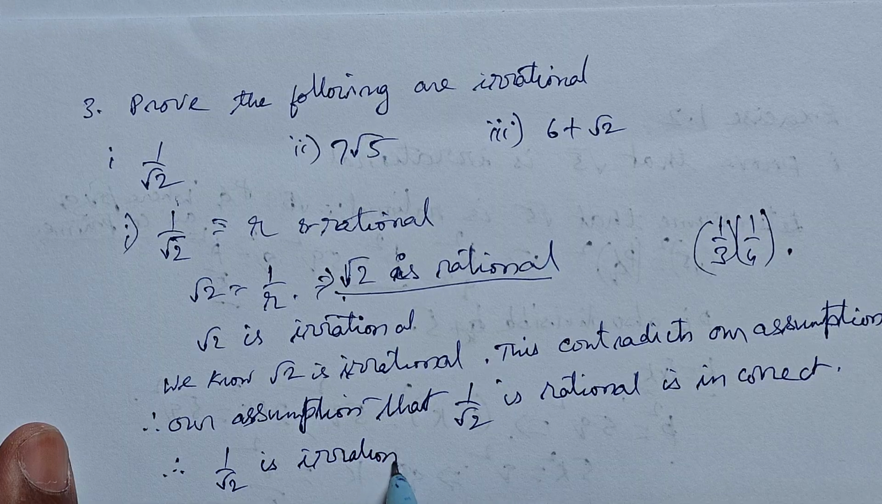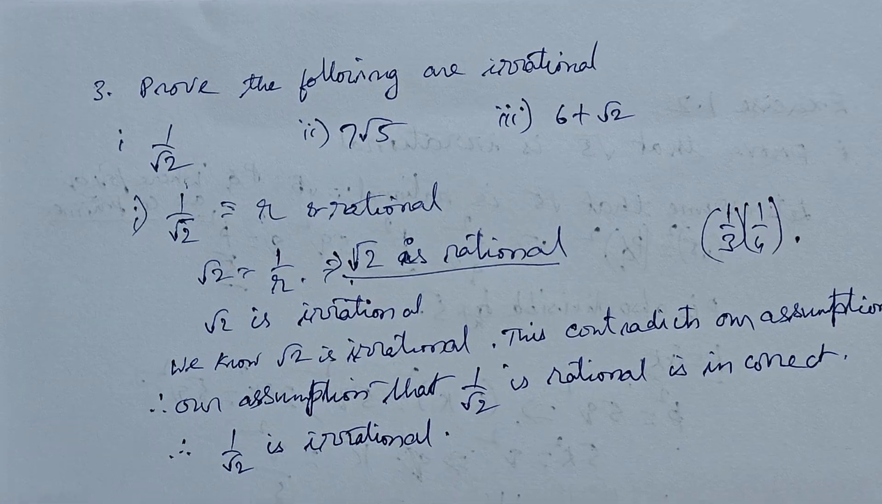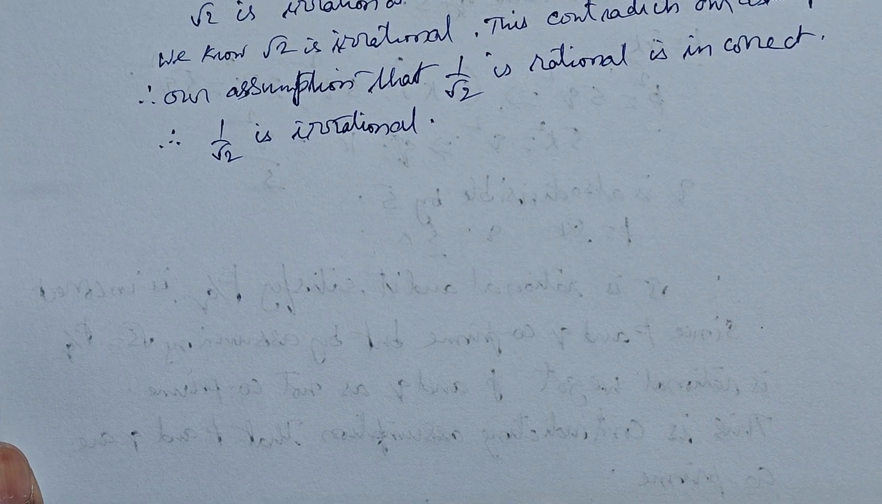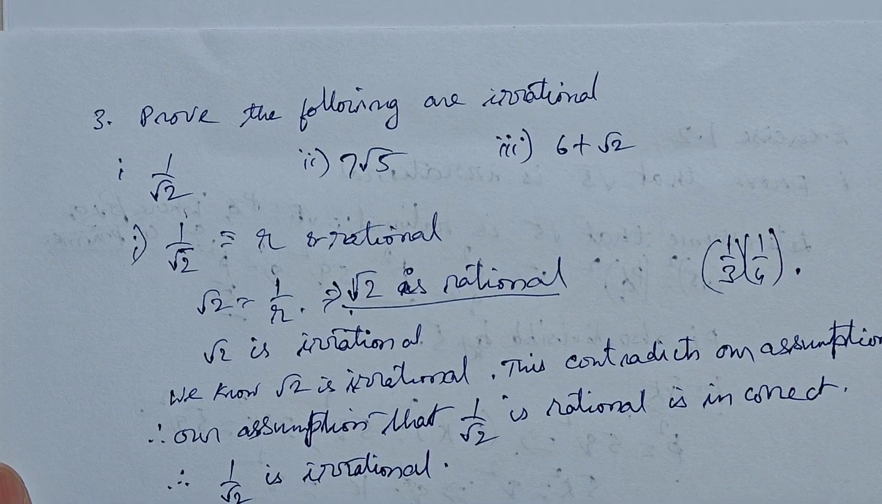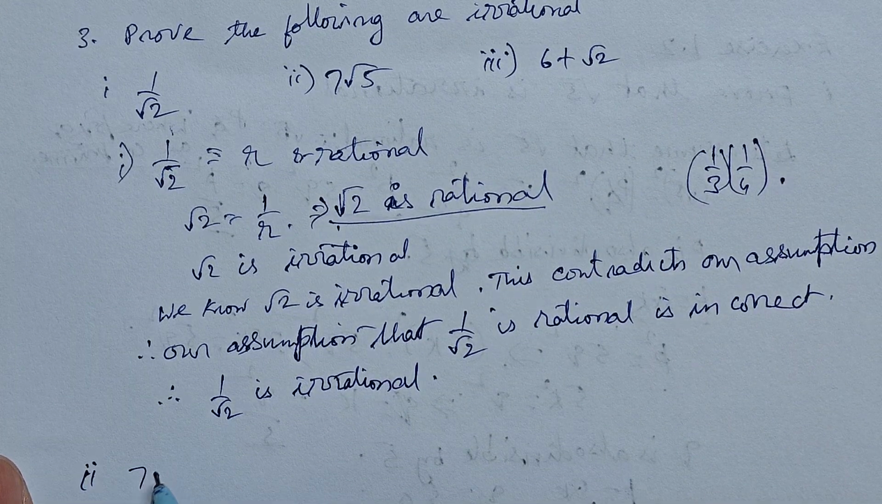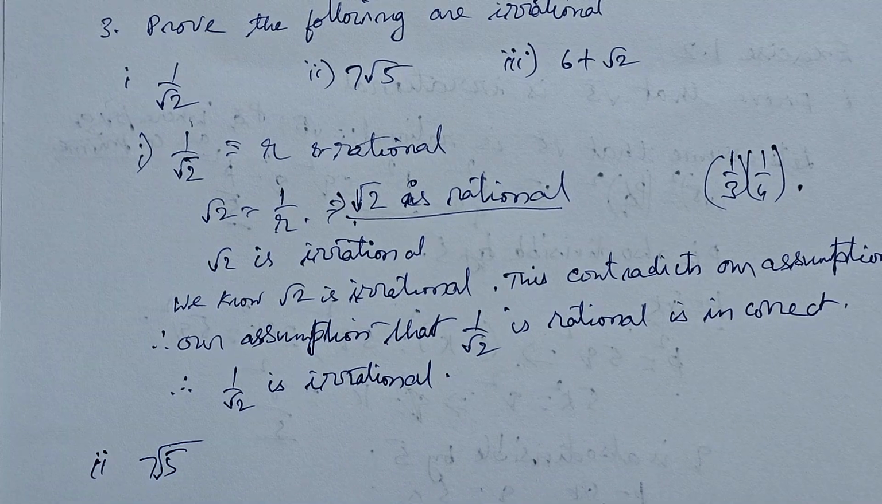This is called a proof by contradiction. This is the only chapter having this kind of methodology. The rest of the chapters will be much cleaner and easier to understand, so don't worry. The next problem is proving 7 root 5 irrational. Let me put 7 root 5 as the next question to be solved.